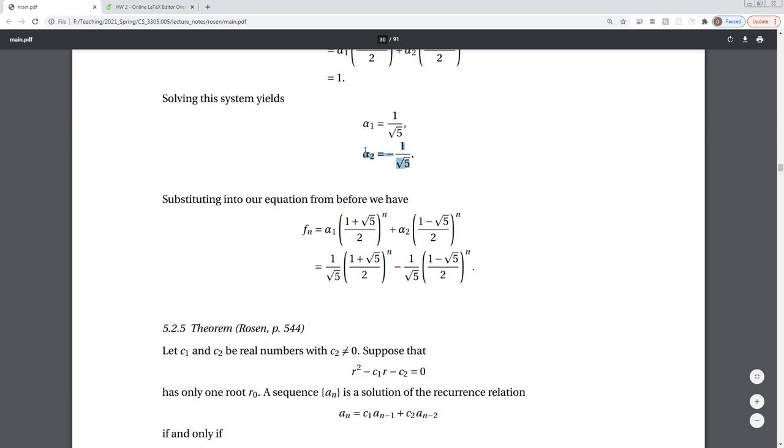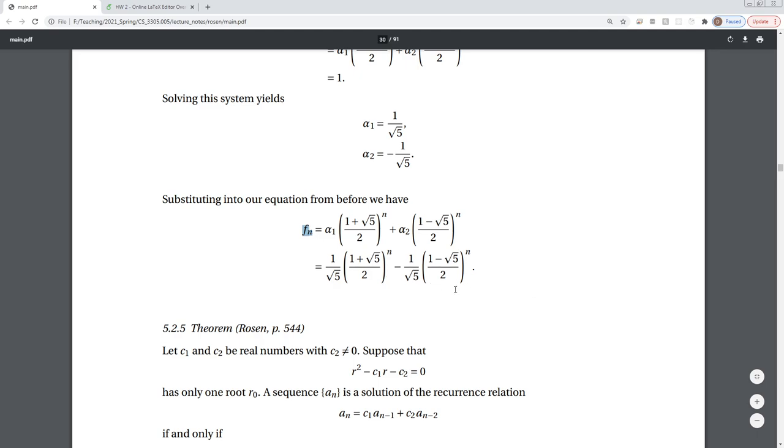So now we plug in those values for alpha 1 and alpha 2 to what the previous theorem told us. And so we knew that it was alpha 1 times the first root to the n plus alpha 2 times the second root to the n, according to that previous theorem. Well, we already had the roots, and now we have the constant coefficients. And so this is our closed form solution.